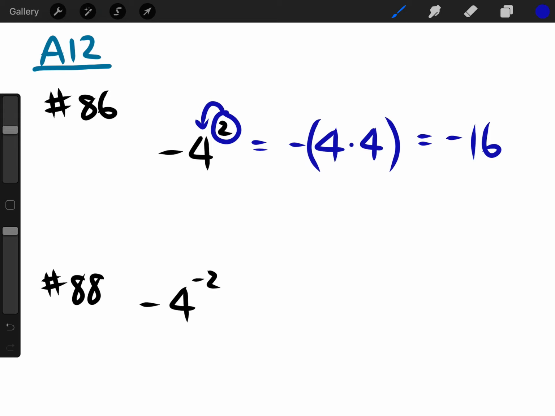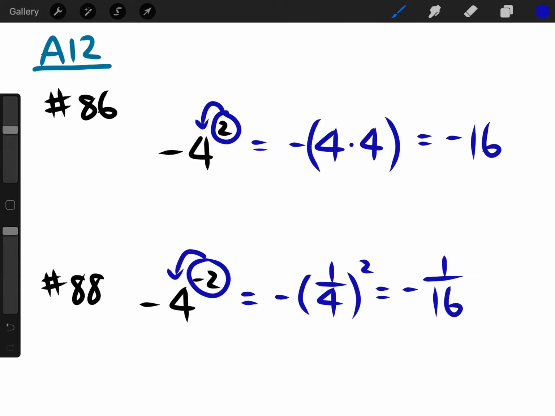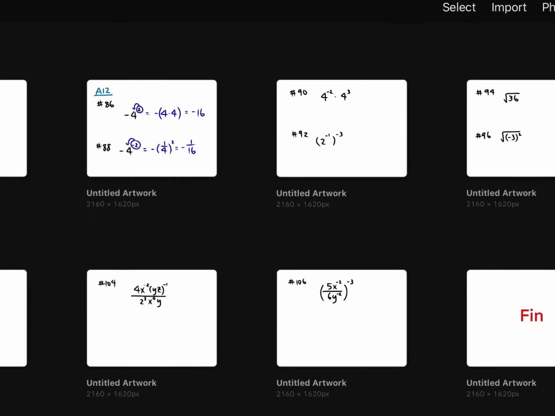Okay, so number 88. This time we're going to have a -2. Whenever you have a negative exponent, you're going to have a reciprocal of 4. The reciprocal of 4, you just flip the fraction, so it's going to be 1/4. Let me show you a step. This is going to be 1/4 to the second power, which equals 1/4 times 1/4, so it's going to be 1/16. Okay, so let's look at the next two questions.